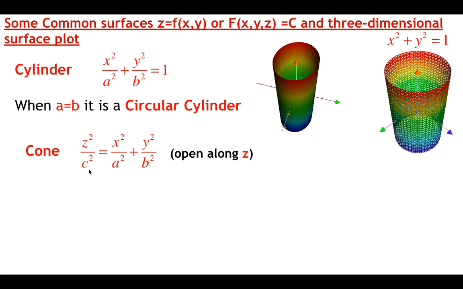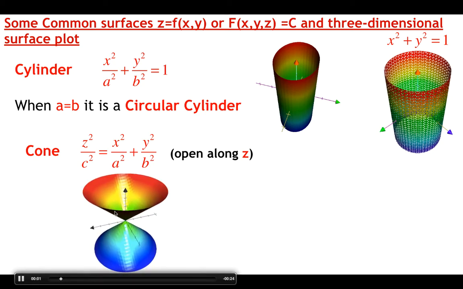If you want it to be open along x or y, then you can write it as x square by a square equal to y square by b square plus z square by c square, then it will be open along the x axis, and similarly it can open along the y axis. Okay.